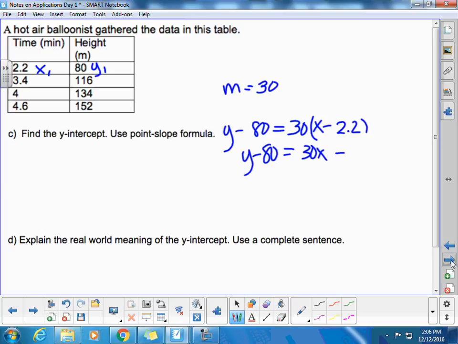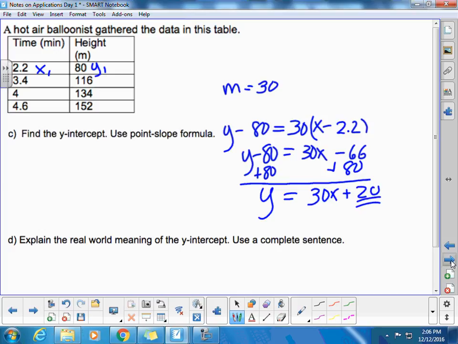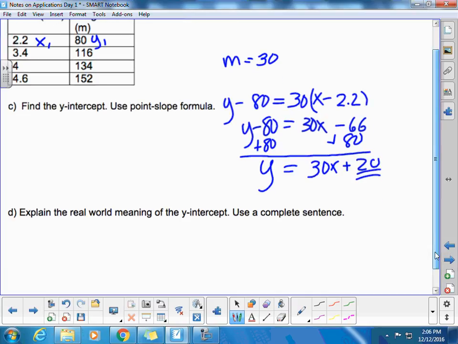So we get y minus 80 equals 30 times x minus 2.2. 30 times 2.2 is 66. Add our 80. We have to get y equals mx plus b again. Our goal is to get y by itself, so y equals 30x plus 20. What's the y-intercept? 20. Explain what that means.